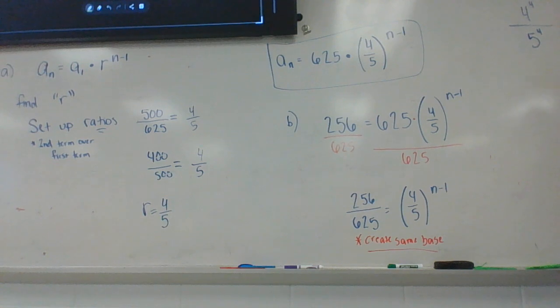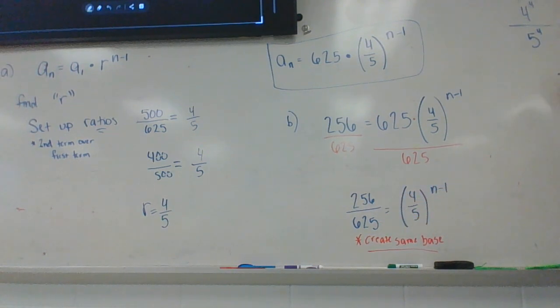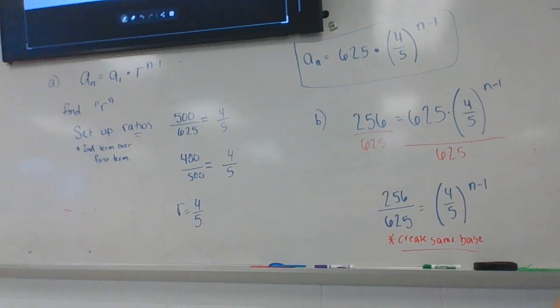Okay, so I can rewrite 256 as 4 to the 4th and 625 as 5 to the 4th. It's okay if you didn't recognize that. You will as you move on in math, you'll see it more and more. And so this is what it looks like to create the same base. So I can take that exponent of 4, put it out here, and now we have the same base on the left and right. We haven't done that in a long time.